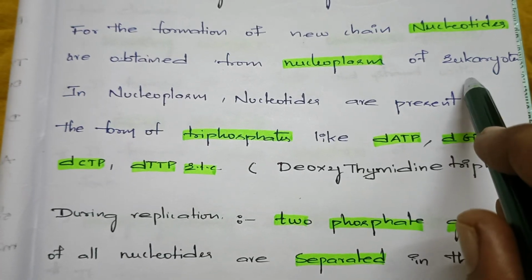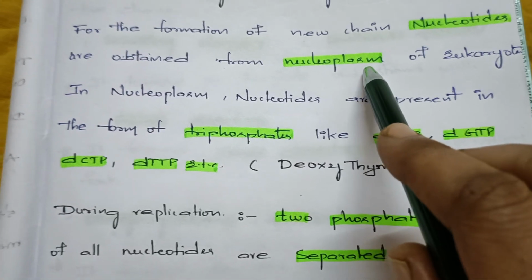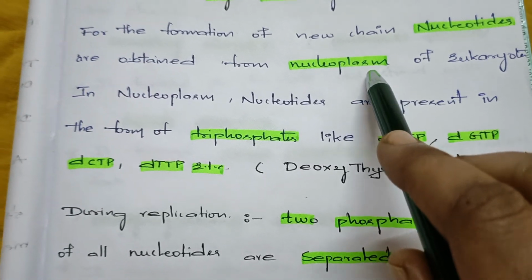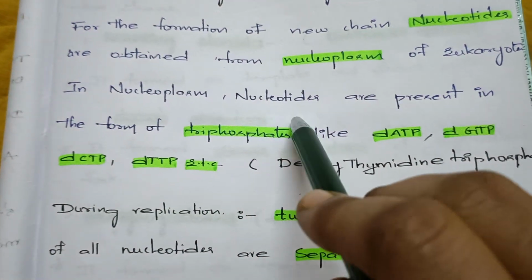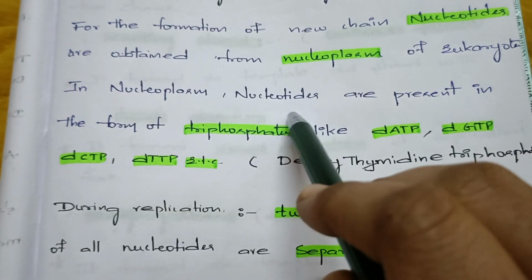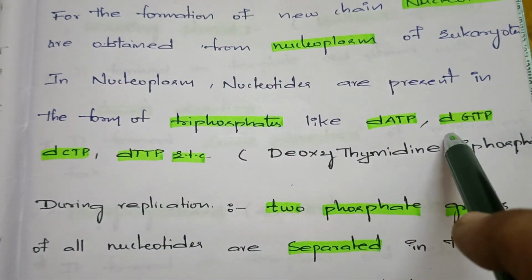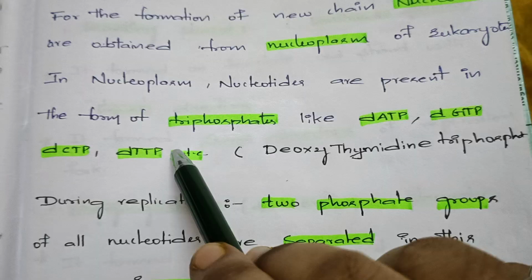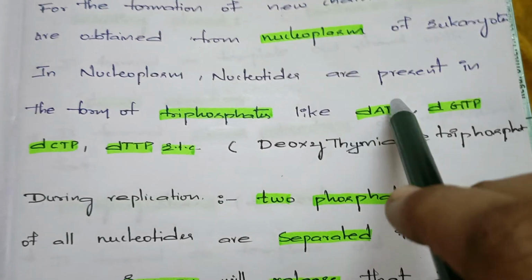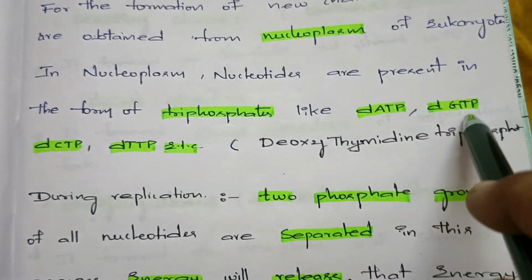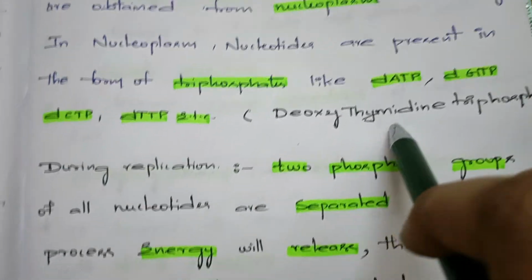Why are we specifically discussing eukaryotes? In prokaryotes, the nucleoplasm and cytoplasm are all the same because they are not differentiated; there is no proper nucleus. In the nucleoplasm, nucleotides are present in the form of triphosphates, for example dATP, dGTP, dCTP, dTTP. These are deoxy adenine triphosphate, guanine triphosphate, cytosine, and thymidine triphosphate.